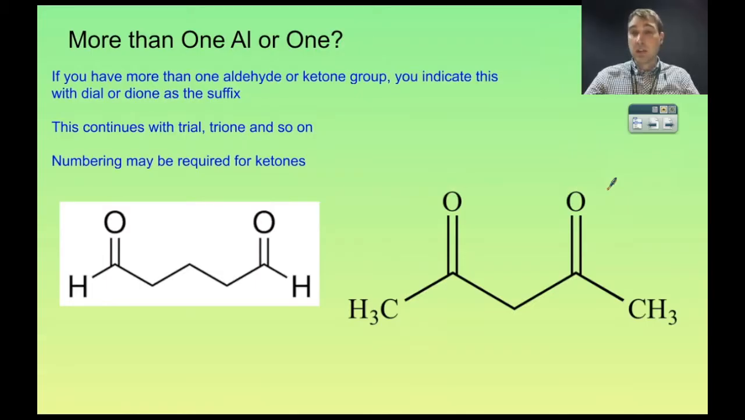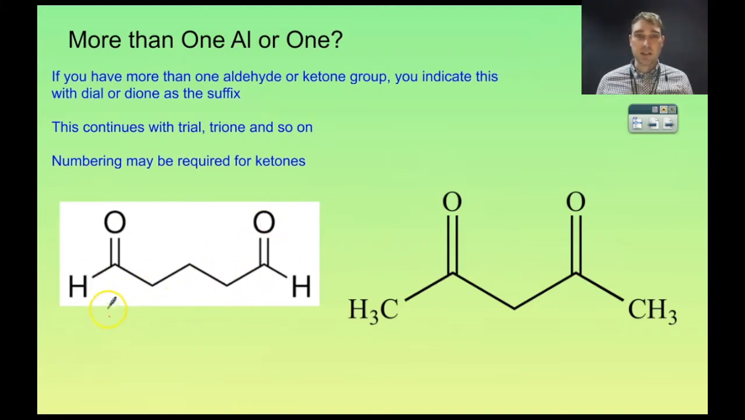Now, if you have more than one aldehyde or ketone group, you need to indicate that, and you do that using a suffix. The suffix is -dial if you have 2 aldehydes, or -dione if you have 2 ketone groups. Then if you had 3, it would be -trial and -trione. This will get quite complicated with trials because you'll have another carbon branch in here, so I think 2 would probably be sensible. With triones, you may have to number because the carbonyl group of the ketone can move around in the carbon chain.